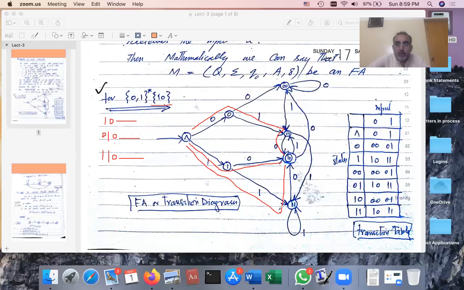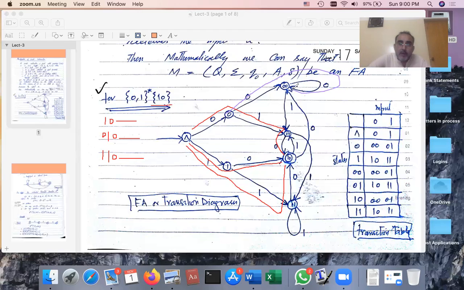So now you have drawn at least this red highlighted FA. The rest of the strings are still there. So these are the minimal strings. Now you can think of further possibilities. For example, I can change the color. From this 0, if I am taking 0, and if another 0 comes, I am moving here. And if another 0 comes, I am just looping here.